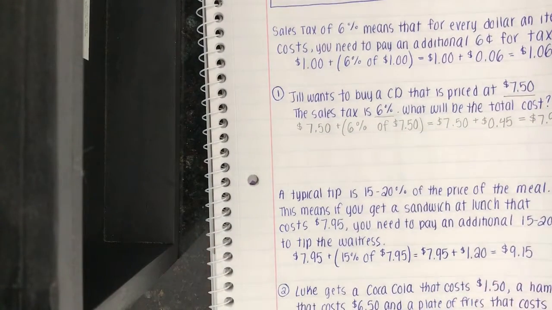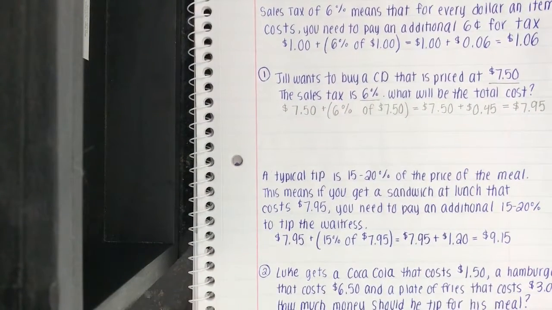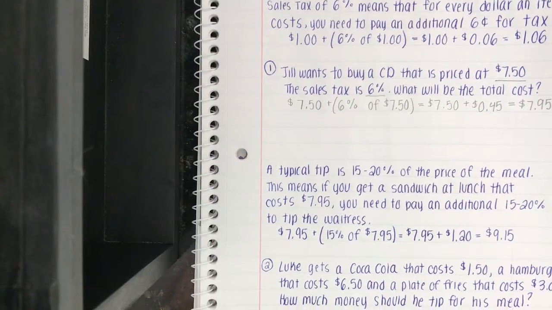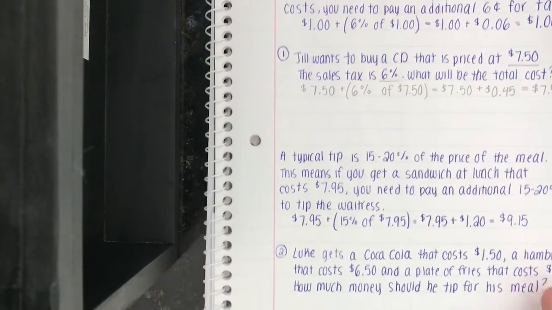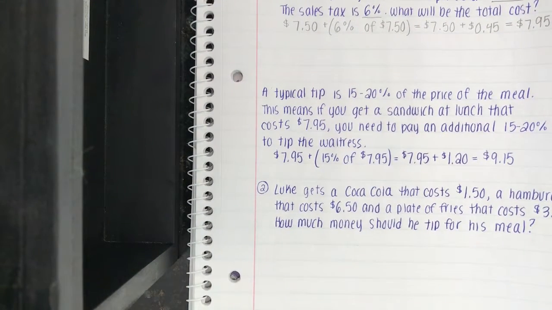So tax is extremely relevant in everyday life and will make you a more wise consumer. It is a very important topic to be math literate. So now we're going to talk about tips. At most restaurants, customers pay their server a tip for providing good service. A typical tip is 15 to 20% of the price of the meal.